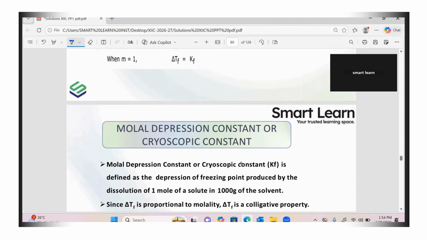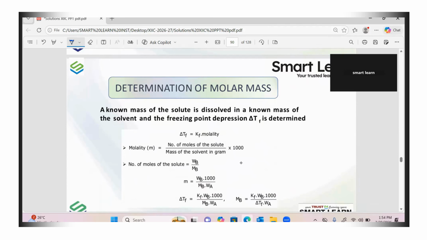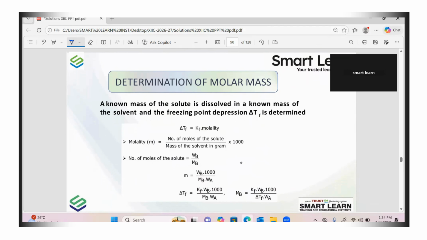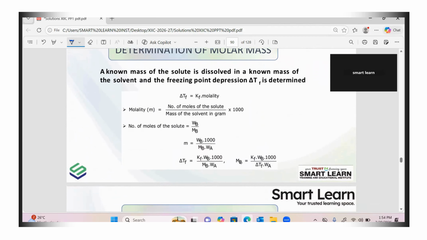For the determination of molar mass, you know that delta Tf is equal to Kf into molality. You know the equation for the molality, number of moles of solute divided by mass of solvent in gram, times 1000, and we have to find out the number of moles, that is why Wb by Mb is there. Putting this into delta Tf, we get the final equation as delta Tf is equal to Kf into Wb into 1000 divided by Mb into Wa. A denotes solvent and B denotes solute.